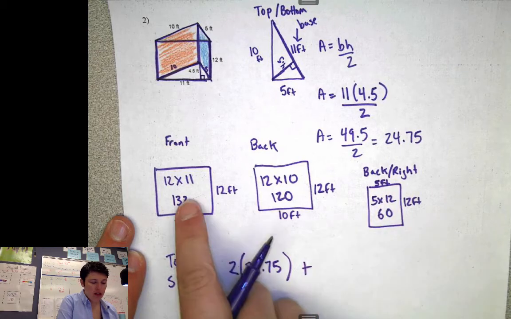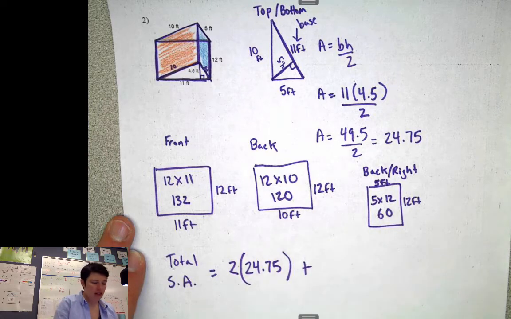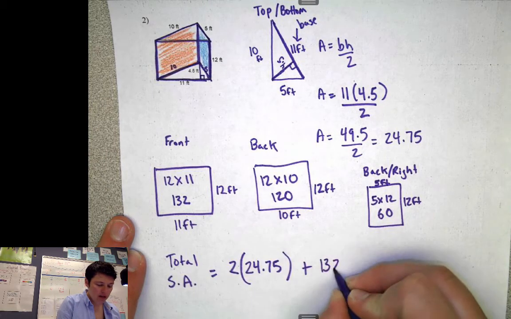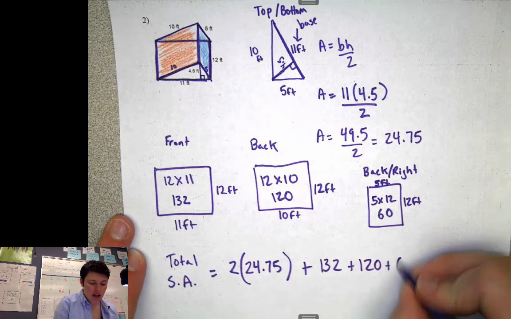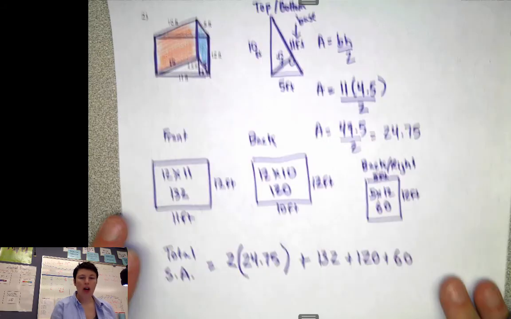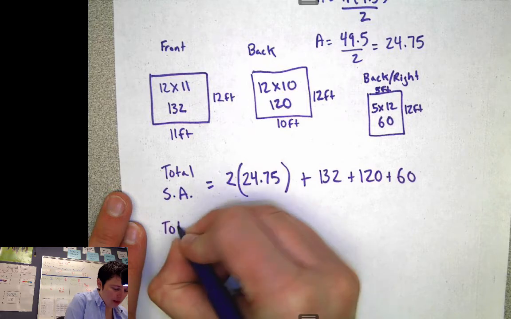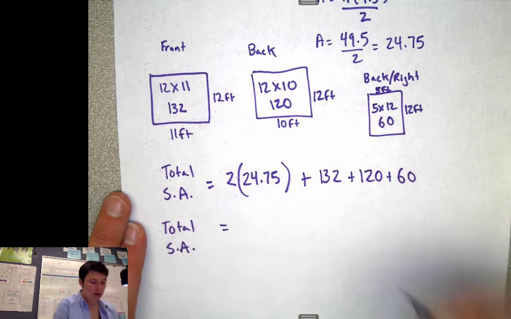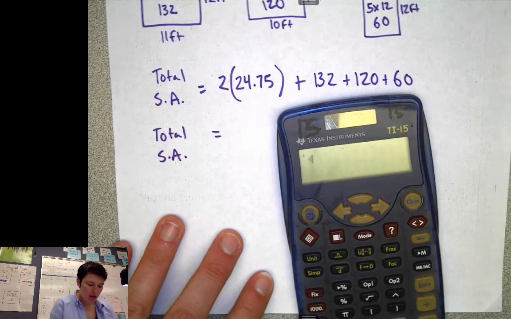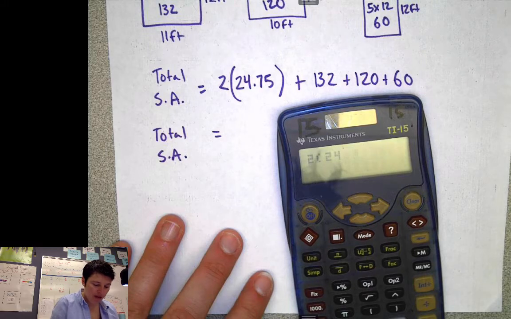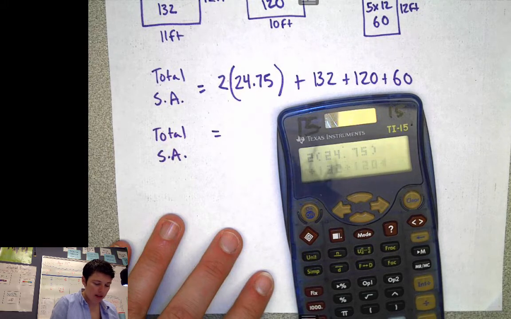Then we found the front wall, then the back wall, and then that back right wall. So we found 3 different faces. The first one was 132, the second one was 120, and the last one we just did was 60. And there's only one of each of those. So our total surface area is all of this added up. So total SA, surface area, equals, well, now it's just a quick, let's throw it in the calculator and see what we get. So we're going to do 2 of the 24.75s plus the 132 plus the 120 plus the 60.